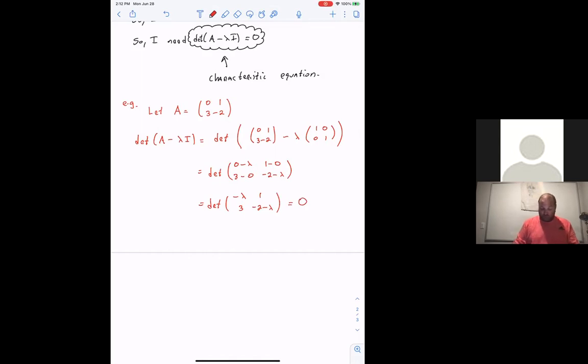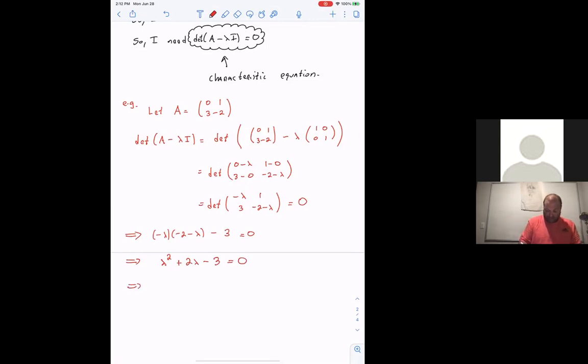Well, what is the determinant of a 2 by 2 matrix? I know how to find that. I multiply the two elements along the main diagonal, so negative lambda times negative 2 minus lambda, minus the product of the two elements along the other diagonal, set equal to 0. So I get lambda squared plus 2 lambda minus 3 is equal to 0. This is the characteristic equation. It is the equation that the eigenvalues must satisfy.